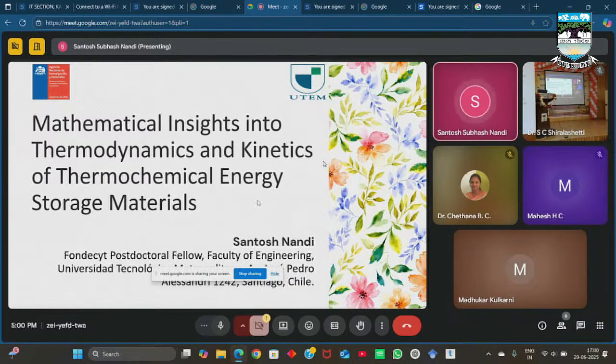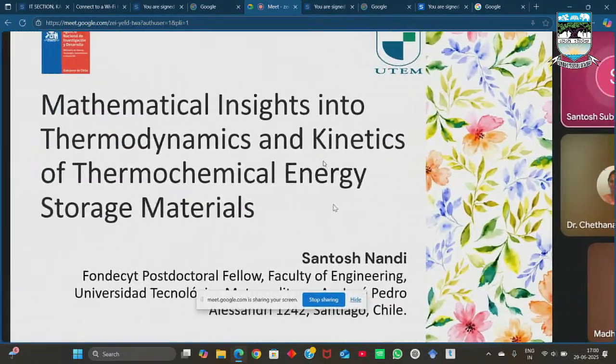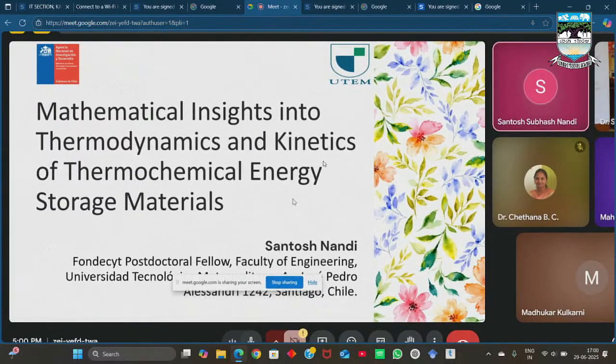Today I will be sharing some mathematical perspectives on understanding and optimizing thermochemical energy storage materials, an area critical for the future of sustainable energy. We all know that reliable energy storage is the key to addressing the global challenges of intermittent renewable energy, waste heat recovery, and energy efficiency.